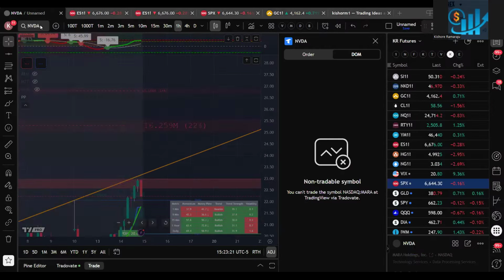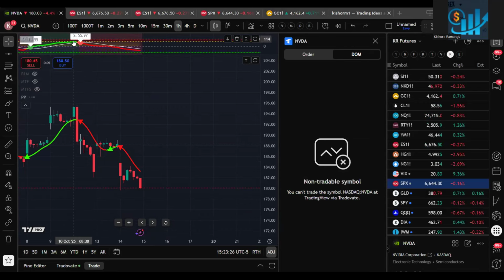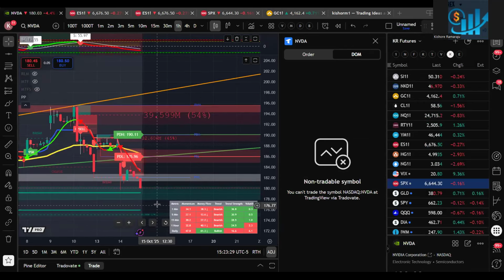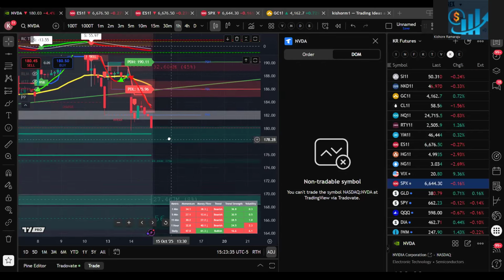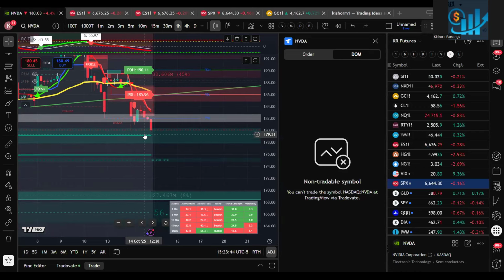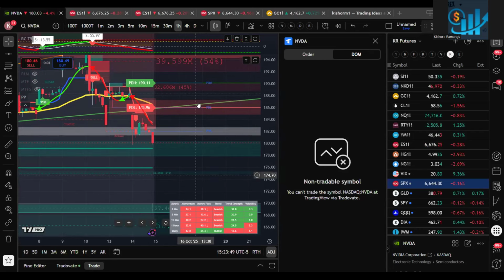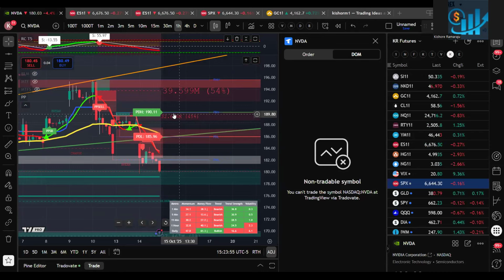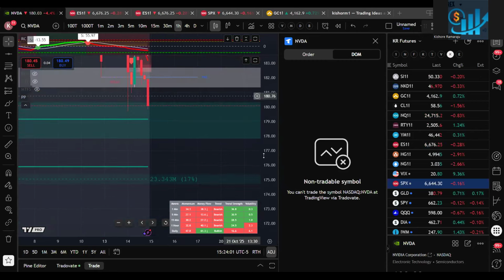Mostly it will be bullish tomorrow. It came all the way down. 179. You have a lot of buyers at 175. If it comes to 175, that's a very good opportunity to go long. Mostly, Nvidia should bounce back tomorrow. We have a lot of sellers here at 194, 190. Then we have buyers here. Bounce back.